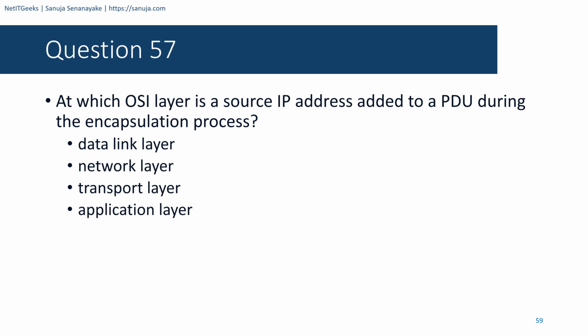Question number 57. At which OSI layer is a source IP address added to a PDU during the encapsulation process? Data link layer, network layer, transport layer, application layer. Again, you need to know your OSI layers like the back of your hand. If you knew that, you would know it is the network layer. I'm not going to go into detail anymore. Just remember that the answer to this question is the network layer.